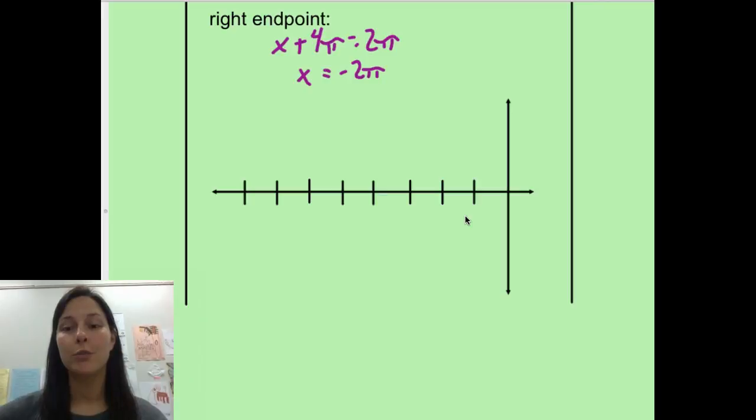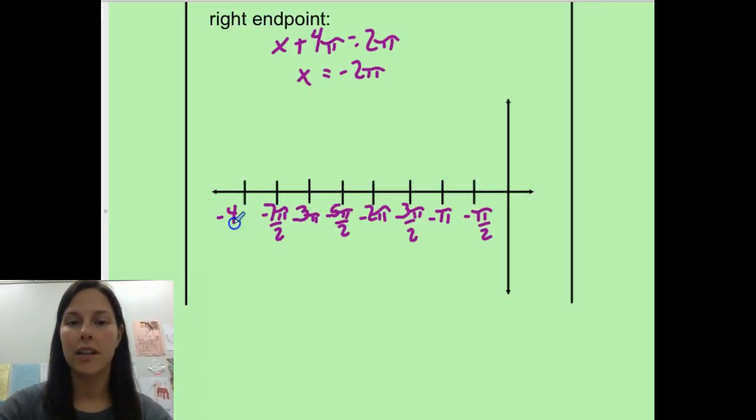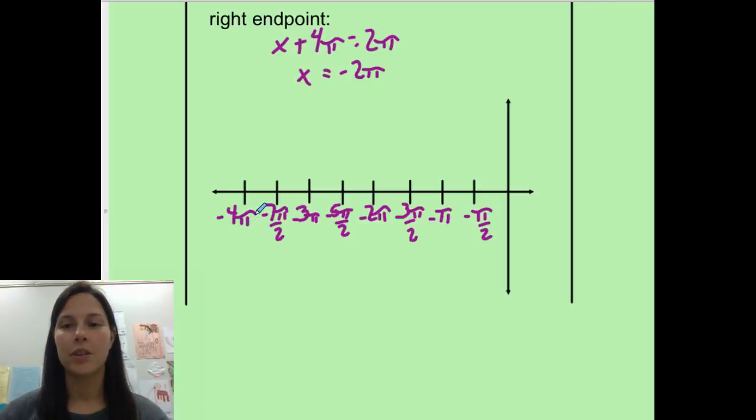Our period was 2 pi, which means we can scale these by pi over 2. Negative pi over 2, negative pi, negative 3 pi over 2, negative 2 pi. So there's the right endpoint for our first period. Negative 5 pi over 2, negative 3 pi, negative 7 pi over 2, and negative 4 pi. So there's the left endpoint for our first period. Amplitude was 1, so we're going to scale our y-axis at 1 and negative 1 again.